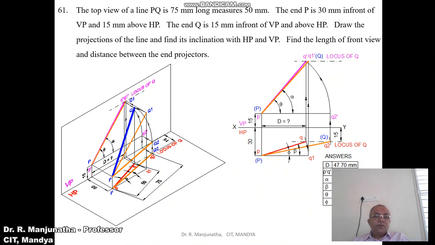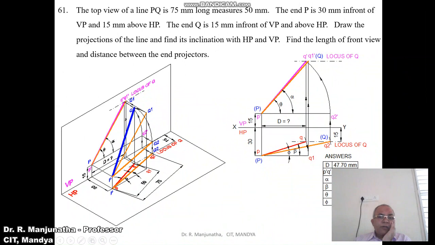Once you get the locus of Q in the front view, now we need to find the true length in the vertical plane. To find the true length in the vertical plane, we have to make the line parallel to VP. We know small p, capital P and Q. With P as center, taking the radius of capital PQ, you rotate it and make it parallel to VP. Once you make it parallel to VP, we are going to get the true length in VP.